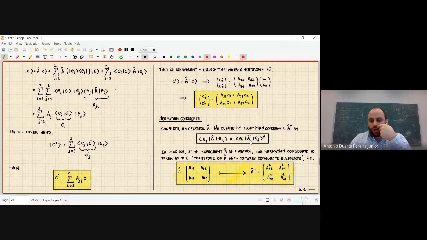There is a question: is the dagger canceling against this complex conjugate? No. I will explain that. For your question, I think the answer can be yes, depending on what you're asking. But I will come to that, and maybe it will be clear to you.